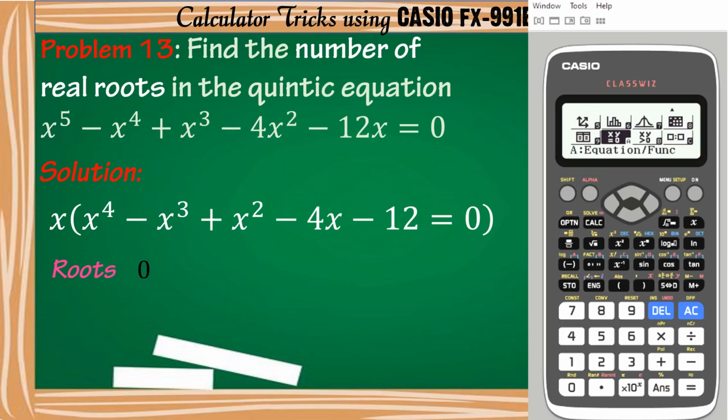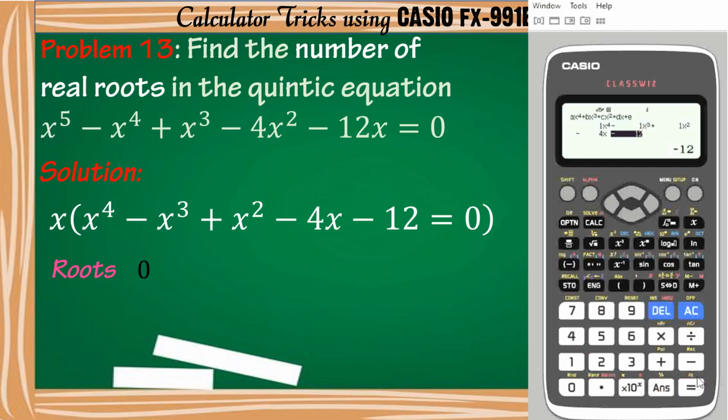Now, nasa degree 4 na yung remaining factors. So, we can now use our calculator. So, again, we will go to the equation. Just press equal sign. And then we choose 2 for polynomial and then 4 for degree 4 or quartic. And then we enter the numerical coefficients 1, negative 1, and then positive 1, and then negative 4, and negative 12.